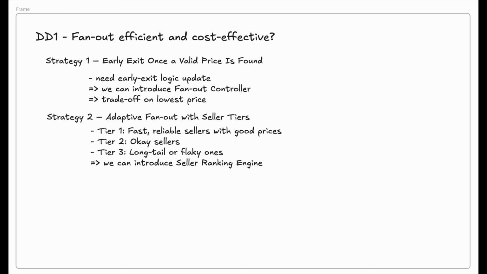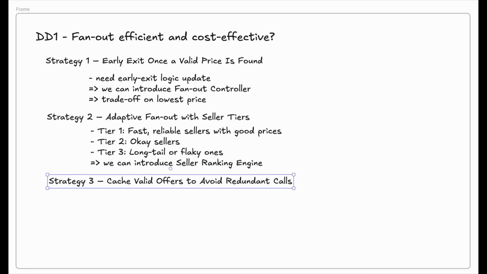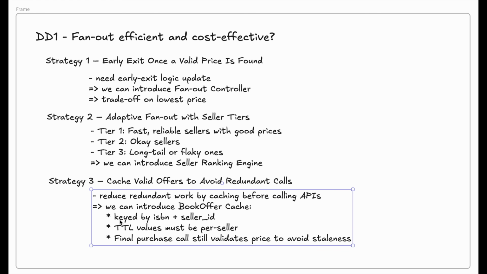Strategy number 3. Cache valid offers to avoid redundant calls. The third strategy is caching, which also benefits our end-to-end latency requirements. Let's say seller A just sold to us 10 seconds ago, and they have book X for $25 and 500 copies are available. If another user asks for the same book right now, do we really need to call seller A again? Probably not. Instead, we store that response in a book offer cache, a lightweight, short-lived memory store like Redis.